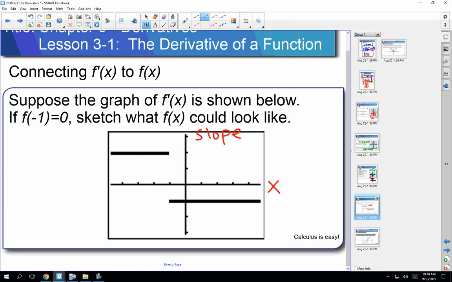So, let's think about it here. Go ahead and maybe draw this graph if you're going to add this example, and I can leave it up after I talk about it. It says, suppose the graph of f prime of x is shown below. So what this is telling me is the slope, or m, equals what when x is less than -1? 2. m equals 2. And then for x greater than -1, the slope is -1.